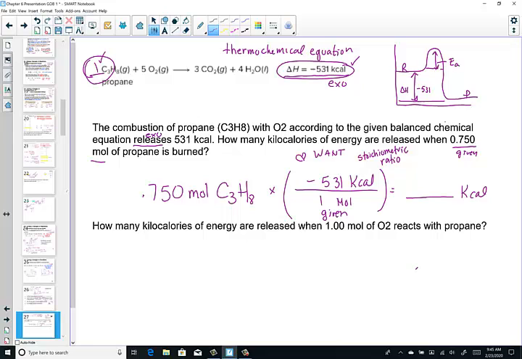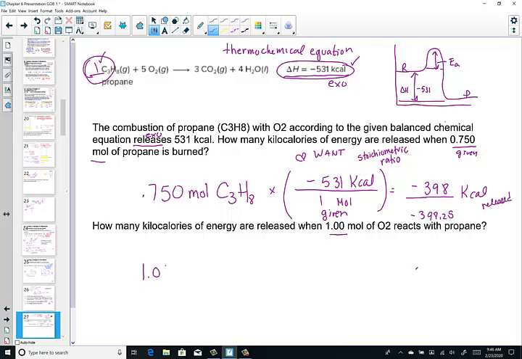0.75 times negative 531. And my screen reads, well, I'll write it down here, negative 398.25. Let's turn that into 3 sig figs, so negative 398 kcals of energy released. A one-step mole conversion, really, where we're inviting kcals into the stoichiometric ratio. Shall we try one more together?